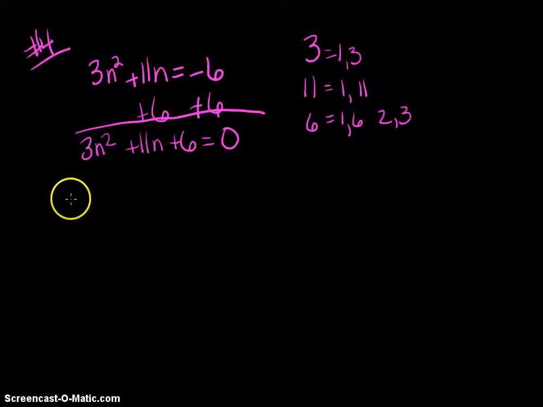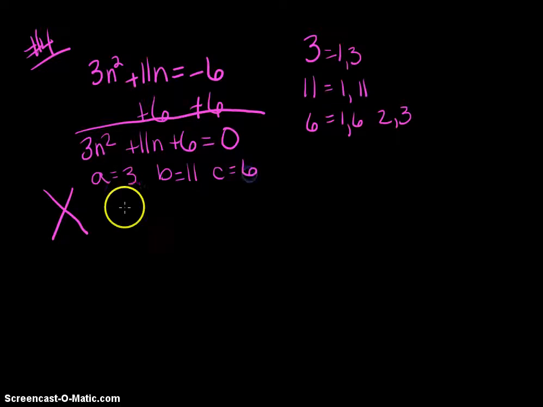And so we're going to use our big X game. So let's try it out. Let's see if it works. Oh, before we begin, let's identify our A, B, and C. So our A is the coefficient of the n squared term, which is 3, and B is the coefficient of our n term, which is 11, and C is the constant that is left over. And what goes up top is B, and that's 11, and then A times C goes at the bottom, so 3 times 6 is 18.